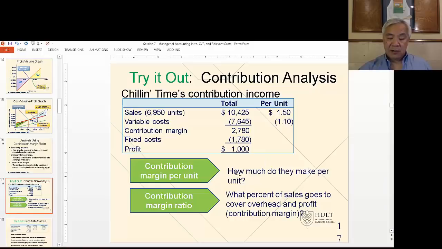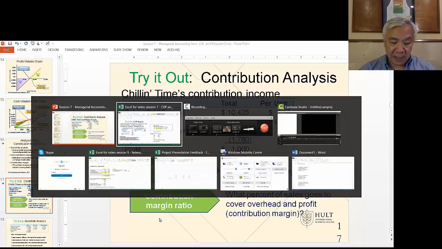So the question here is, how much do they make per unit? And the second is, what is the margin? Margin, again, is a percentage. For every dollar of sales, how much money do we make in contribution margin? So let's solve that in Excel.